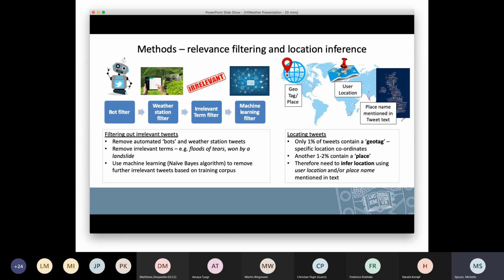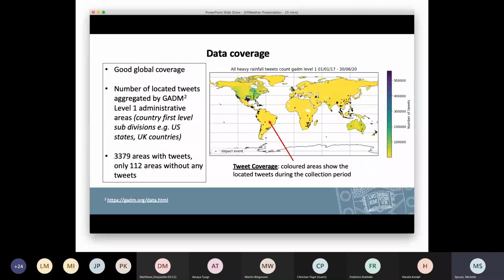Another issue that we have with our tweet data is we don't necessarily know where that tweet came from. A very small percentage of tweets actually have the exact coordinates of where it came from. So we also need to apply a location inference process to infer where that tweet came from. And we use the user's location in their profile and/or the place name that's mentioned in the tweet text. So a combination of those gives us pretty good indication of where that tweet came from. So that's how we get to our data.